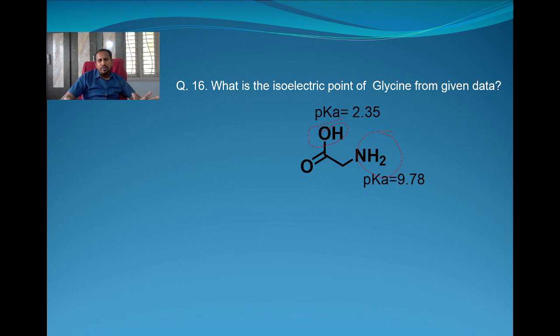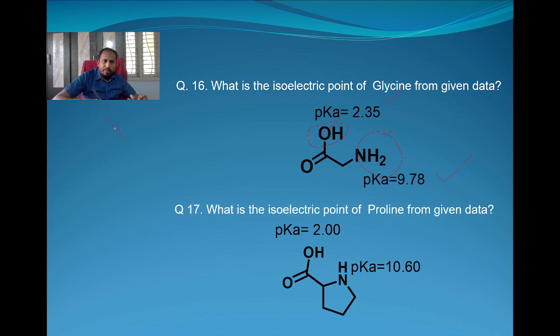Suppose this is a neutral amino acid. Neutral amino acid means one carboxylic group and one NH2 will be there, so 2 pK values will be given. Then to calculate the isoelectric point is very easy. Pi is equal to half of pK1 plus pK2. So this 2.3 plus 9.78 divided by 2. So you'll get how much? 2.3, that is the answer.